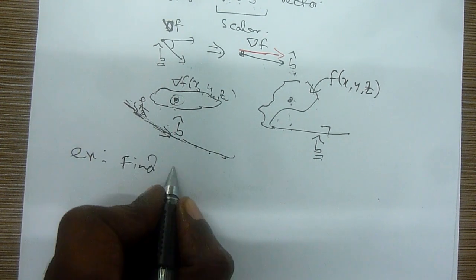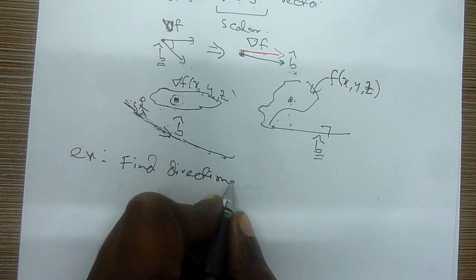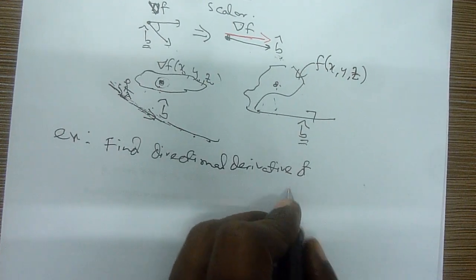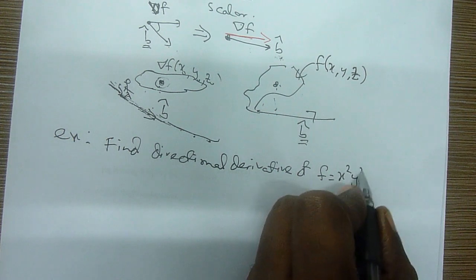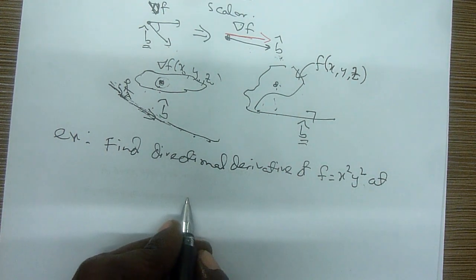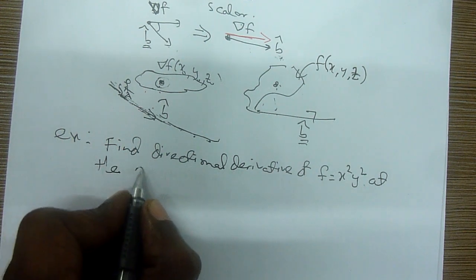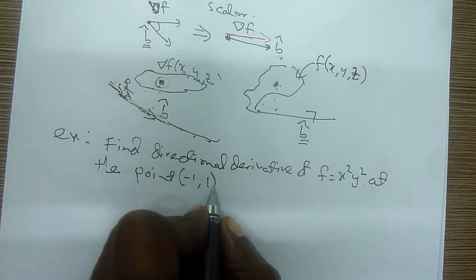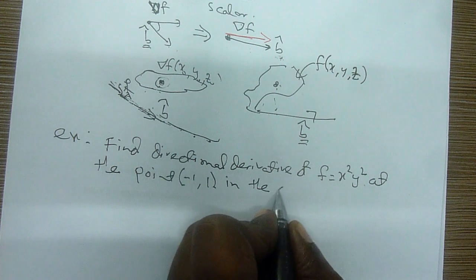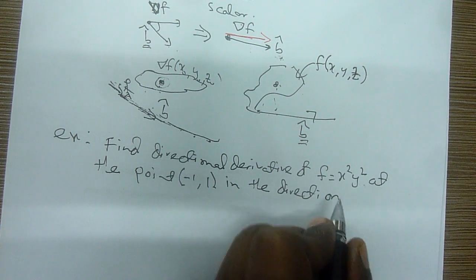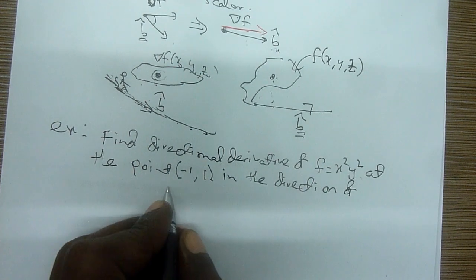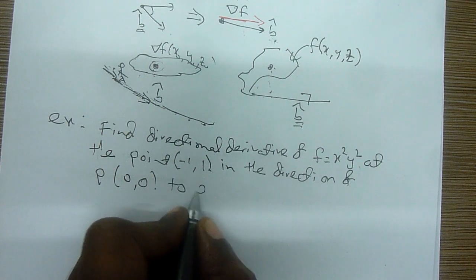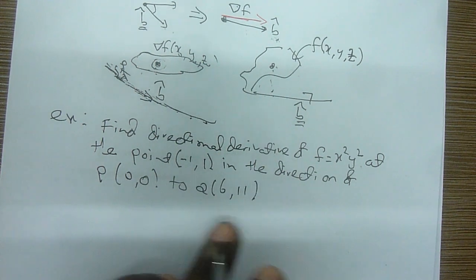The good example, maybe I give you one example. Find the directional derivative of f at the point, maybe I call it, this is in two dimensions, in the direction of P moving to Q, 6, 11.